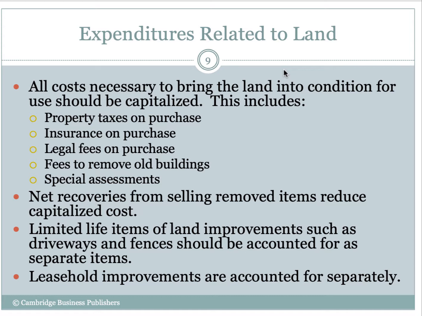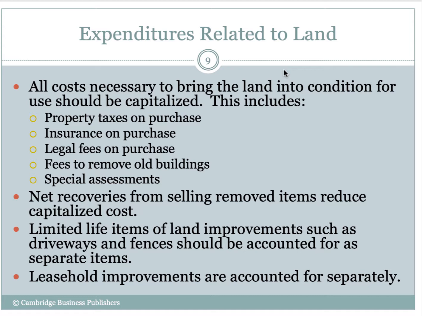We're going to put stuff on this land. Maybe we're going to put a driveway, a parking lot, or some parking lot lights. We call those land improvements. Those land improvements do have limited life, and we account for those separately, even though they go on the land. In the accounting books, they're accounted for separately.